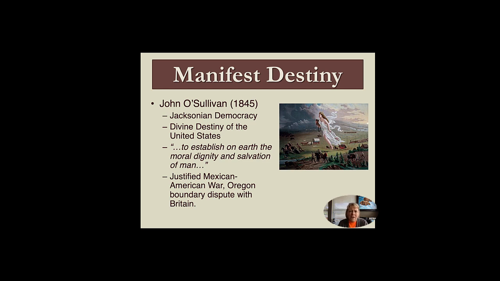But it wasn't all of a sudden in 1845 that he came up with this term. He actually was writing about it in 1839. Now, O'Sullivan was a firm believer in Jacksonian democracy, and he is the one who wrote for the first time that America had this divine destiny to move westward. He said the purpose of this destiny was to, quote, "establish on earth the moral dignity and salvation of man." The idea that America was going to basically be the moral compass is kind of introduced during this time.